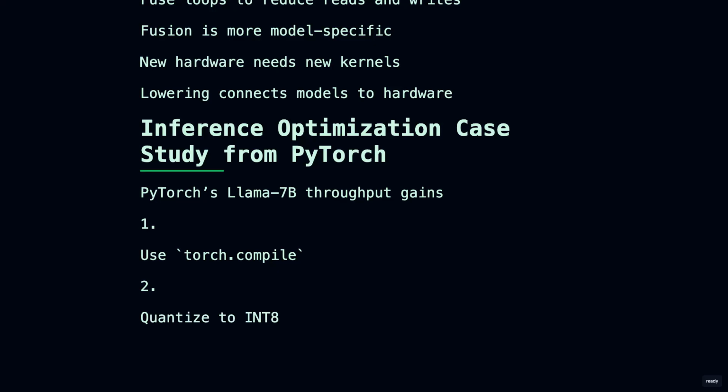Quantizing weights to int8 replaces higher precision numbers with smaller ones. That usually improves throughput and memory traffic, while keeping the model close enough for many inference workloads.